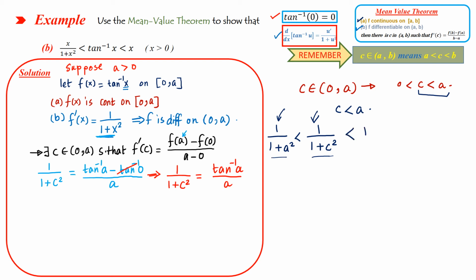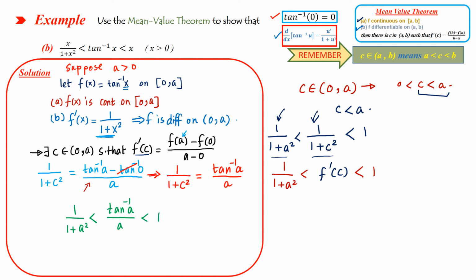Now this is less than 1, because 1 over 1 plus c squared is a fraction and the denominator is greater than 1, so it's a fraction less than 1. So we have f prime of c, which is the same as 1 over 1 plus c squared, between the two expressions: 1 over 1 plus a squared and 1. Now f prime of c equals tan inverse of a divided by a. So we can write that tan inverse of a over a is greater than 1 over 1 plus a squared and less than 1.